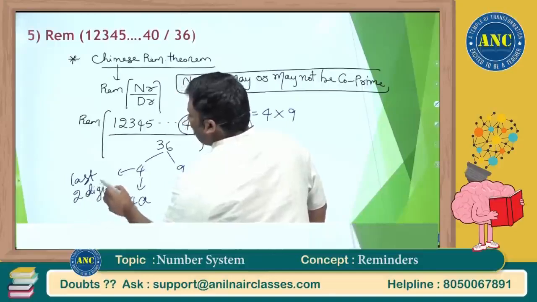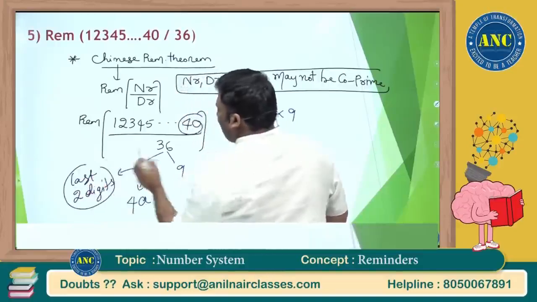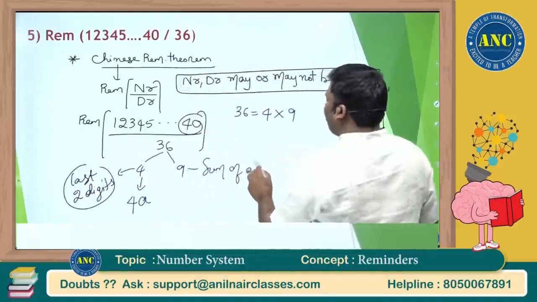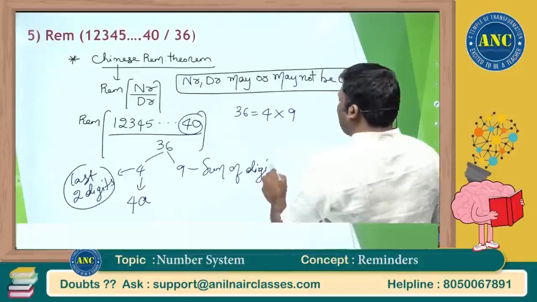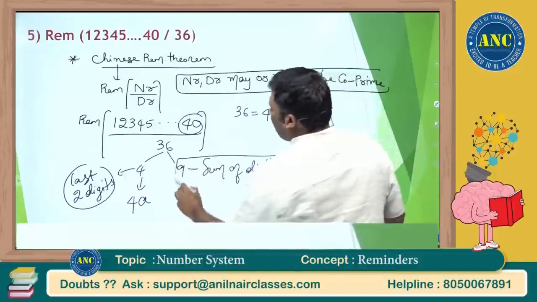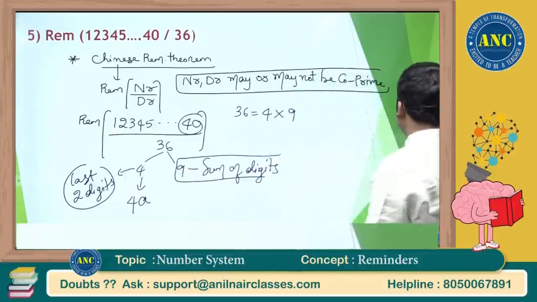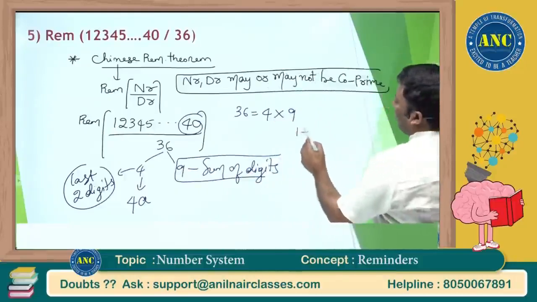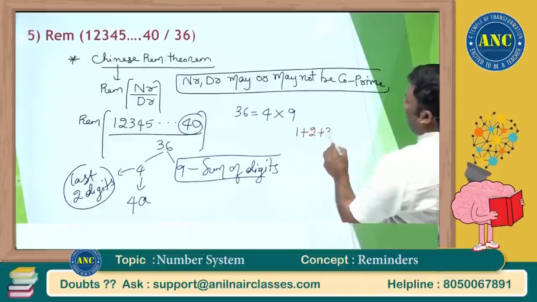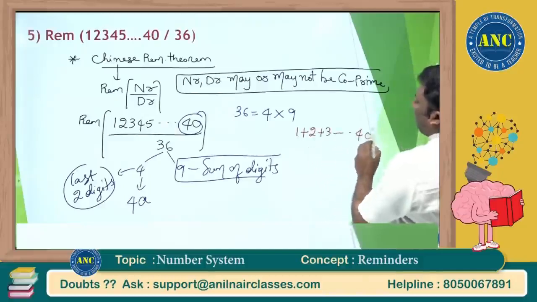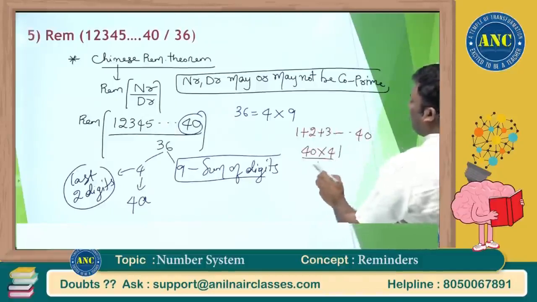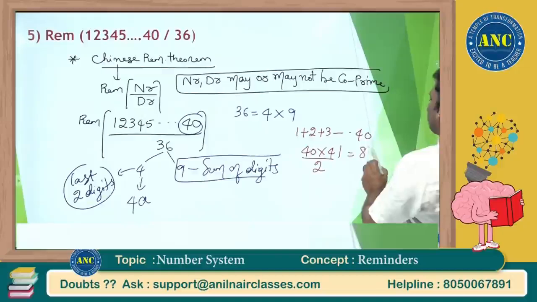So the divisibility rule of 4 is last two digits should be divisible by 4. For 9, the sum of the digits should be divisible by 9. Sum of the digits means 1 plus 2 plus 3 and so on up to 40, which is n into n plus 1 by 2, which is 820.